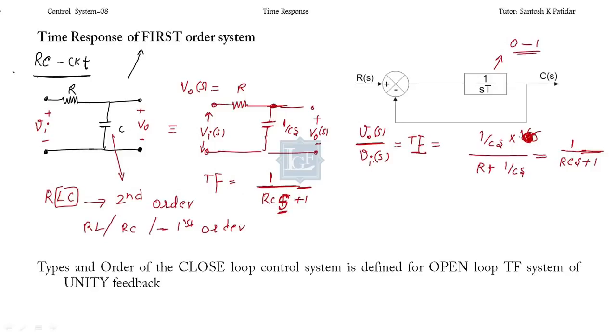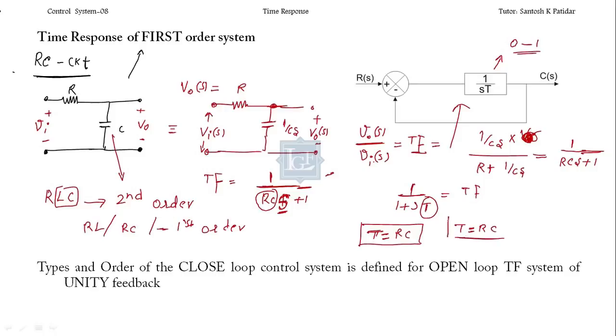Now if you compare the transfer function of the first order with the standard generalized formula, it was 1 plus ST, as we have seen for this circuit. So here this T is RC. T is nothing but the time constant. So for the RC circuit, the time constant T is nothing but RC. You have already seen this in network theory, correct?